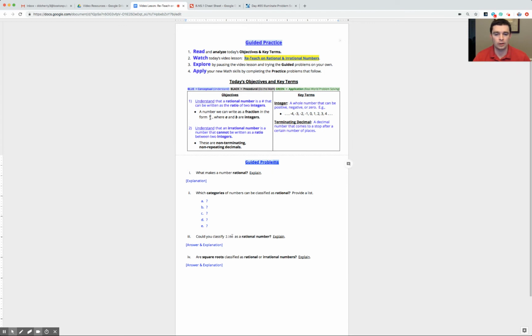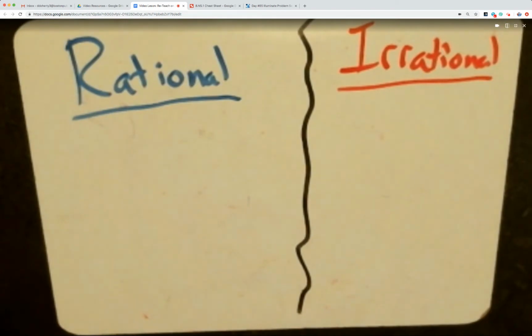We're also going to start using the whiteboard right now, which I'm going to flip to. And the whiteboard is going to help us make sense of which numbers in the world are rational and which numbers in the world are irrational.